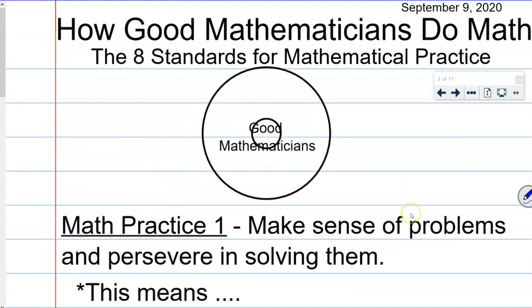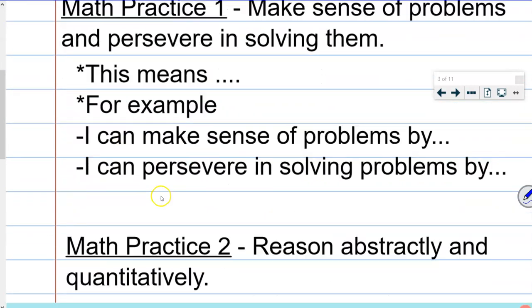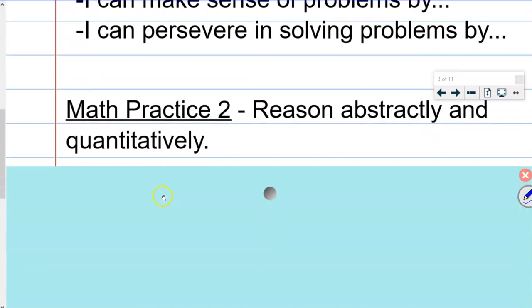So to get started, remember our notes from last time. We have our circle map of how good mathematicians do math. Here's all of our information on math practice 1. And now let's get started. Here is math practice 2, reason abstractly and quantitatively. So what does this actually mean?